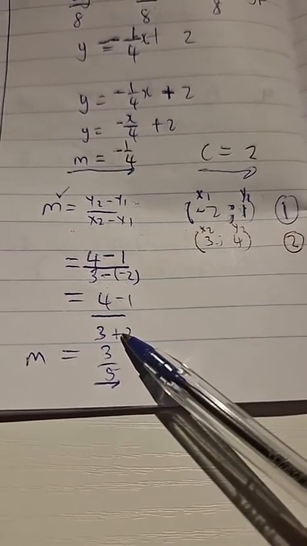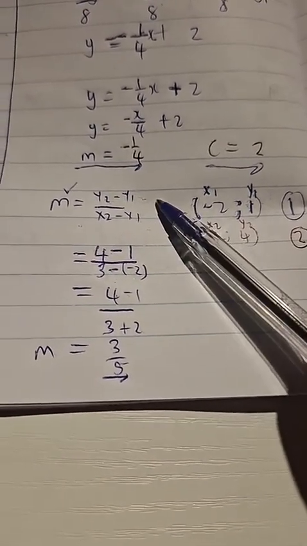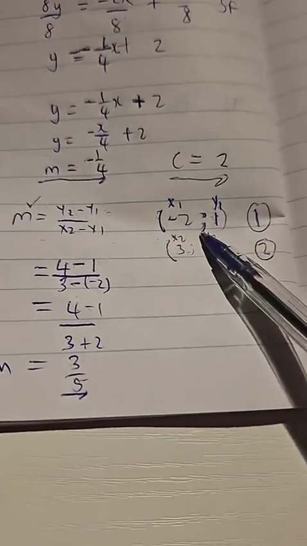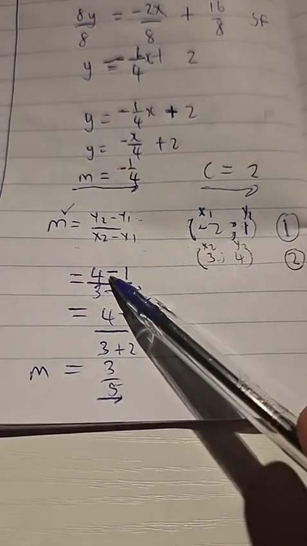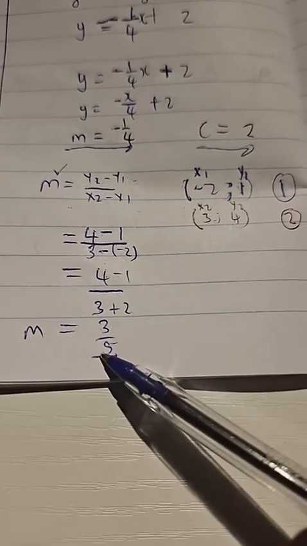Simple, right? Using the formula. How to calculate the gradient using the formula? Very straightforward. The formula is there. We simply need to identify our points, and then we go ahead, substitute into the formula, and get our answer.